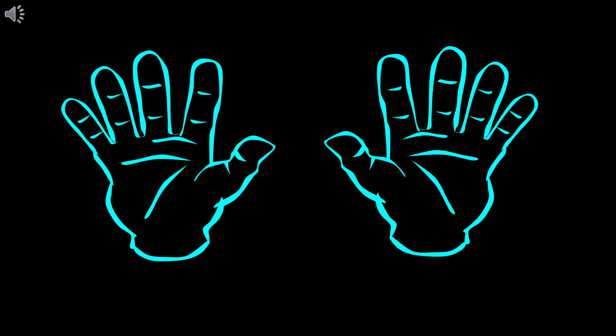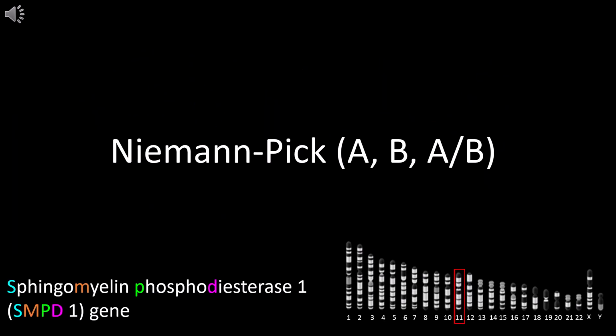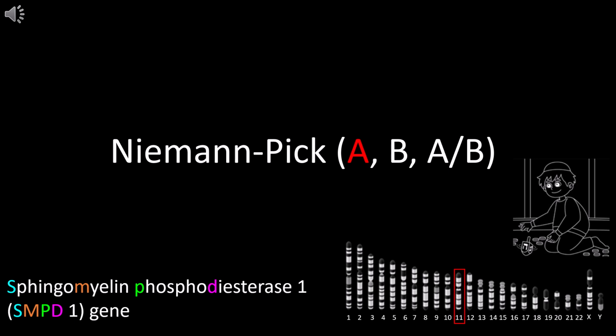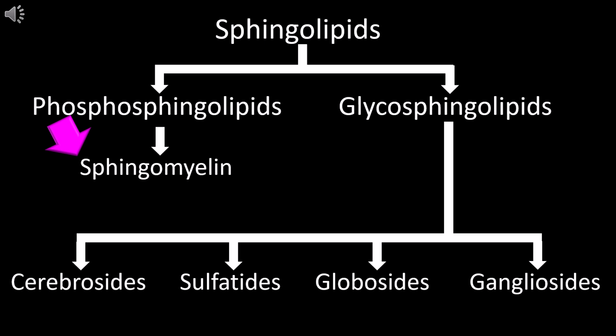The last condition we will address is Niemann-Pick A and B and AB. They are autosomal recessive conditions. The gene mutation responsible for Niemann-Pick A and B and AB is SMPD1. Niemann-Pick disease type A tends to be more common in individuals of Ashkenazi Jewish ancestry. Niemann-Pick A and B and AB involve the sphingomyelin pathway.